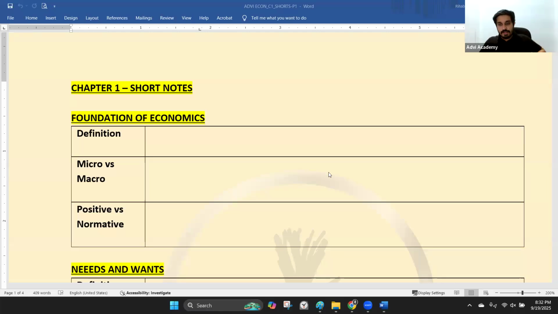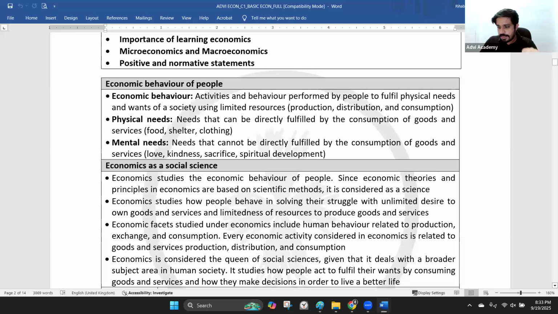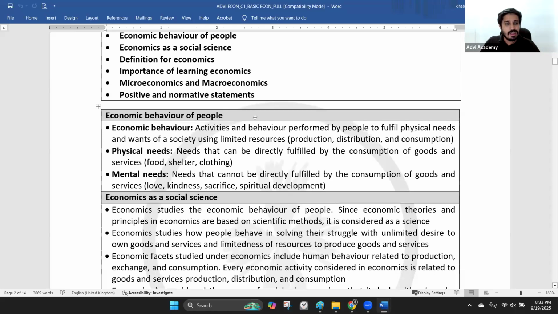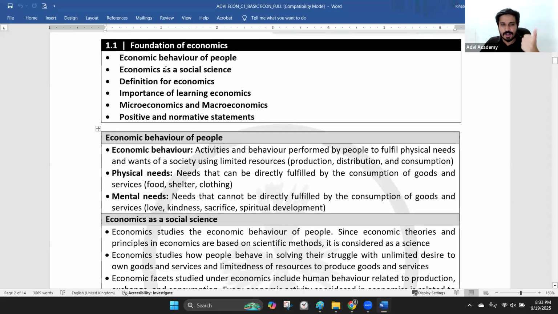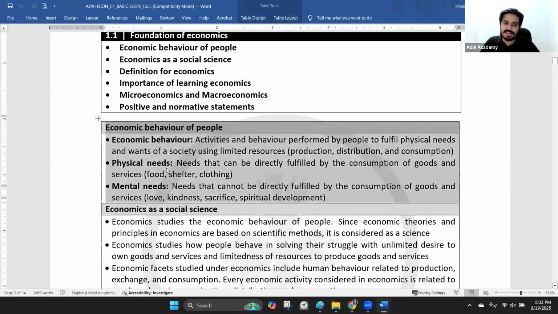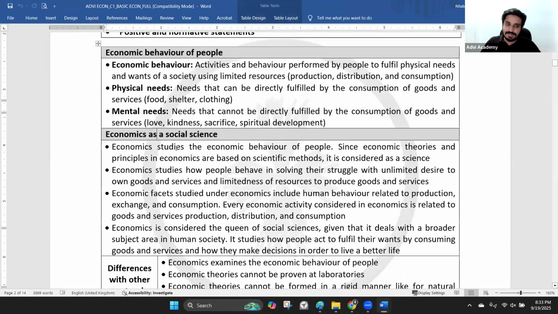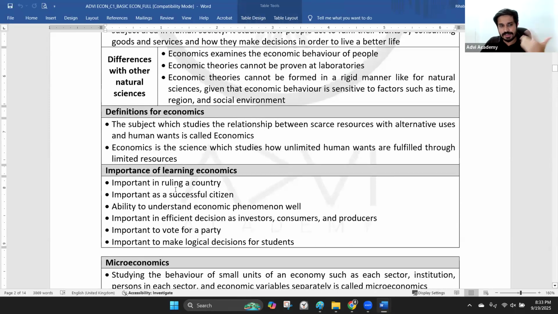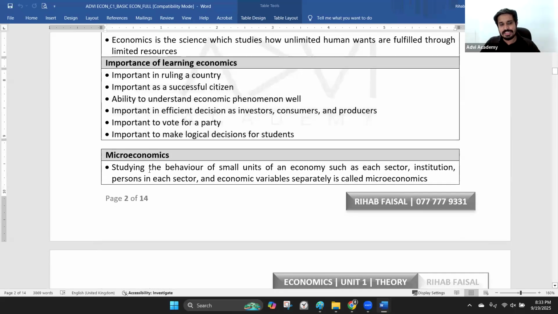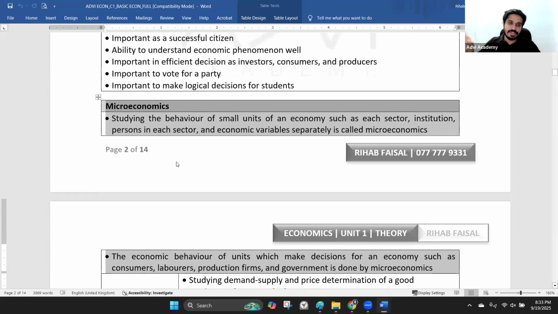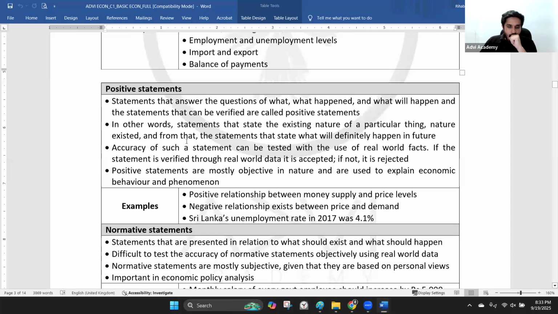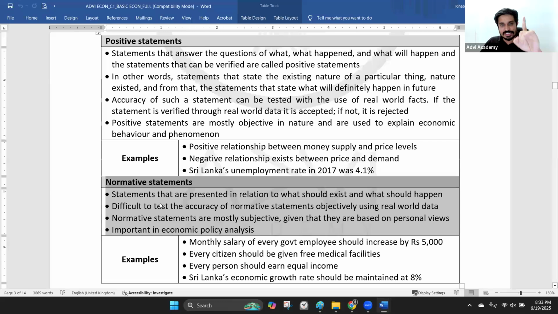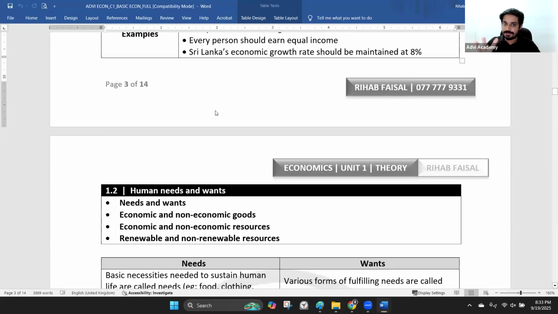All right. Fine. So in terms of chapter 1, the first section is on foundation of economics, where we talk about a couple of topics: the economic behavior of people is one of the things we cover. Economics is a social science, we cover that. Importance of learning economics, the definition of economics is one. And then we study the relationship or the difference between microeconomics and macroeconomics. And then another topic, differences between positive statements and normative statements. This is the first section in chapter 1.